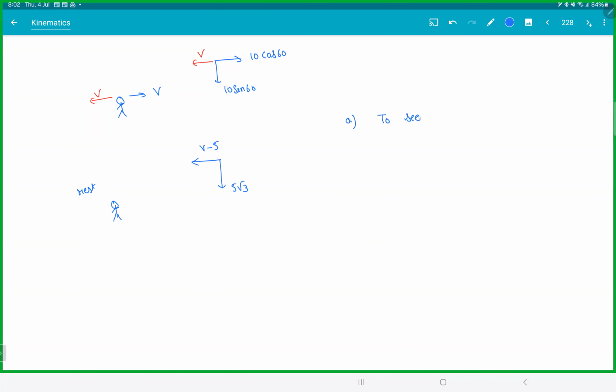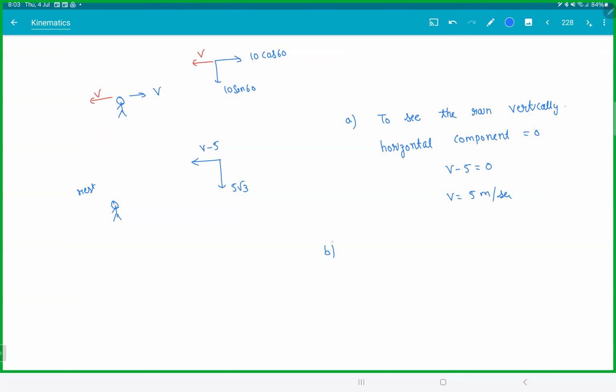He wants to see the rain vertically. If you want to see the rain vertically, it means there should be no horizontal component. To see the rain vertically, horizontal component should be 0. So V minus 5 is 0, so V is equal to 5. So if you run with 5 meter per second forward, like I assumed, the sign takes care of it. If by chance you had assumed V backward, this would be V forward, then you would have got V plus 5 is 0. The signs would take care of it.